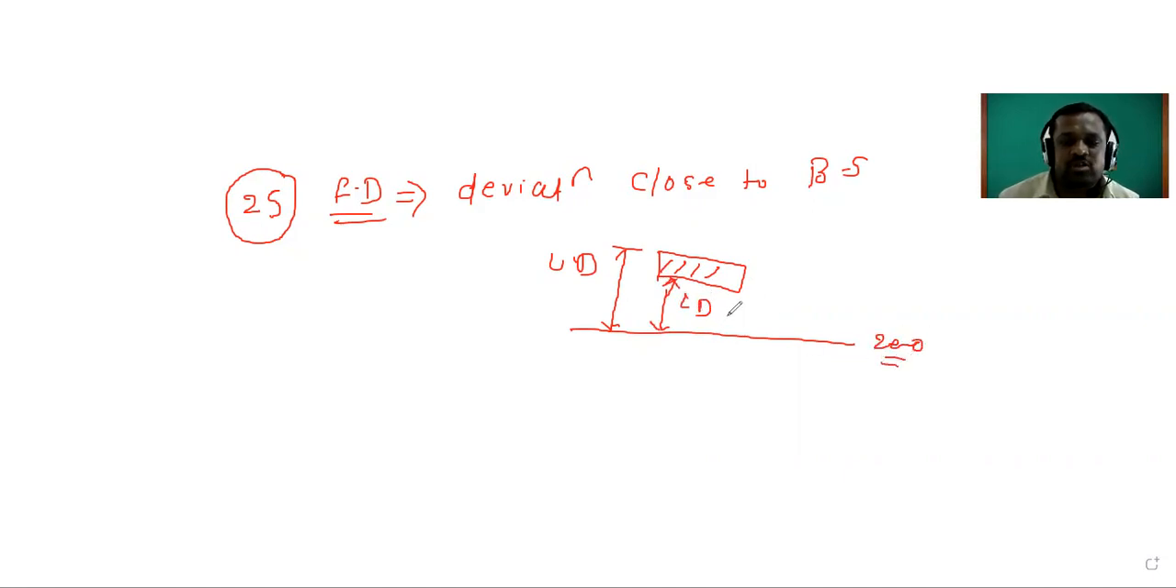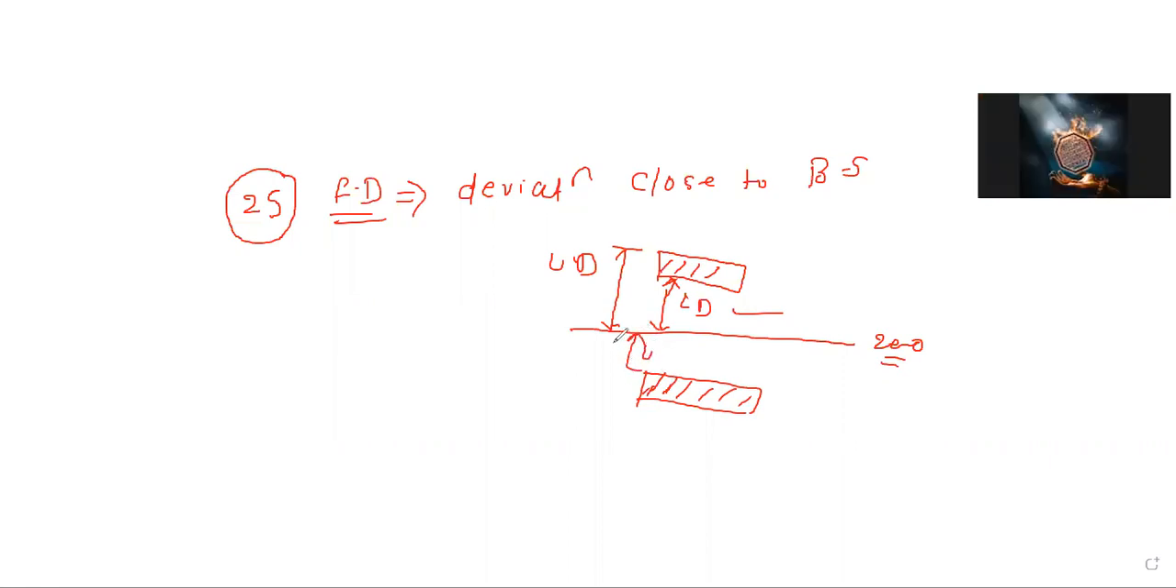Which deviation is closer to that zero line? Lower deviation. And in this condition, which deviation is closer to the zero line? This is the upper deviation, and this is the lower deviation. In this condition, the deviation which is closer to the zero line is called the fundamental deviation. That point you just have to remember.